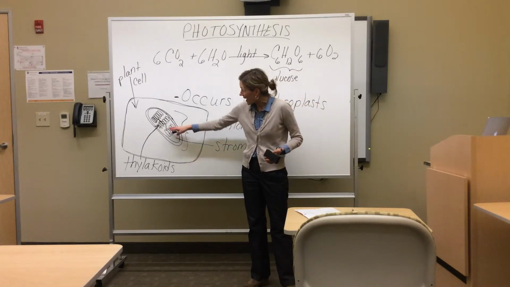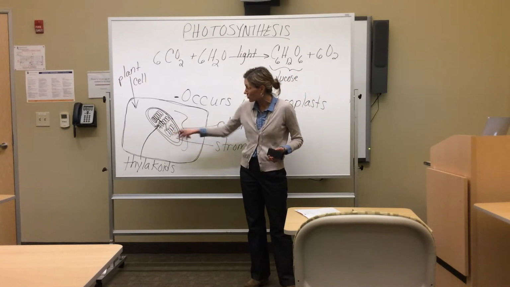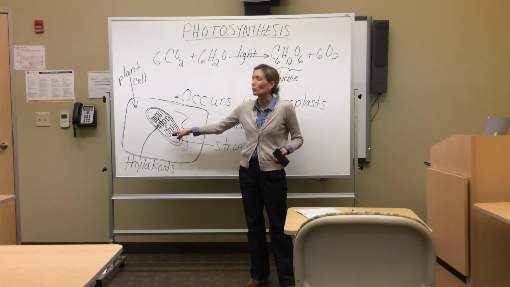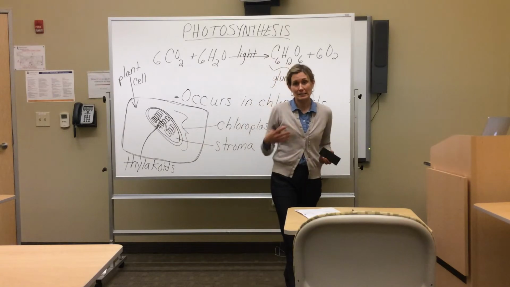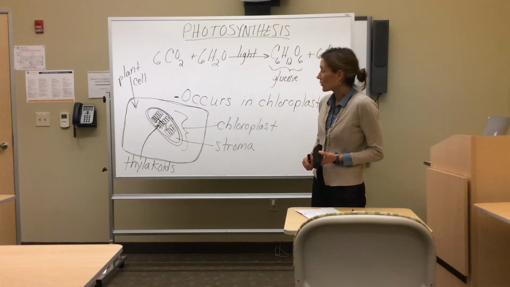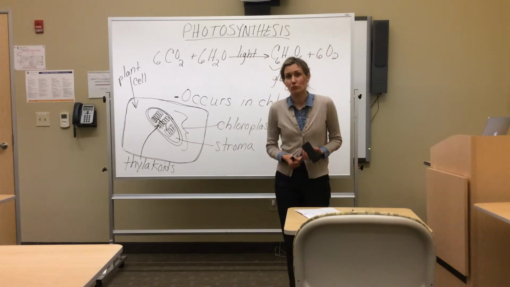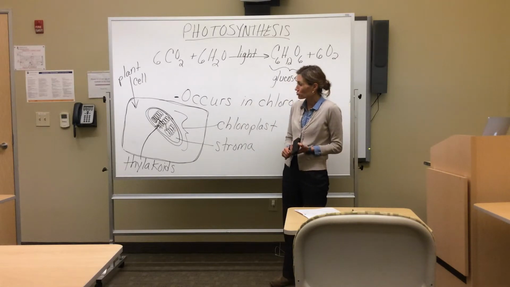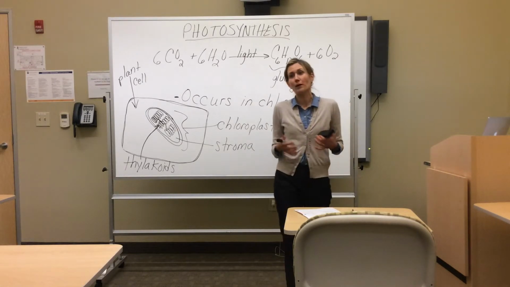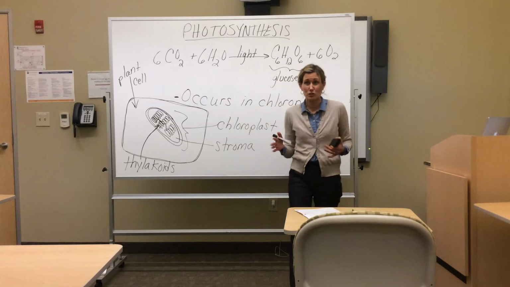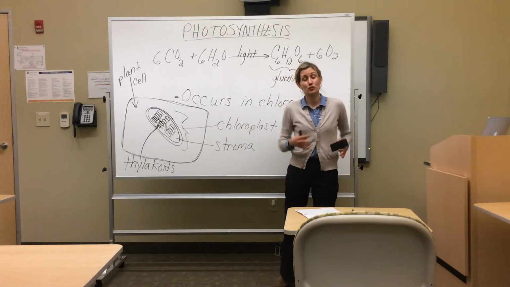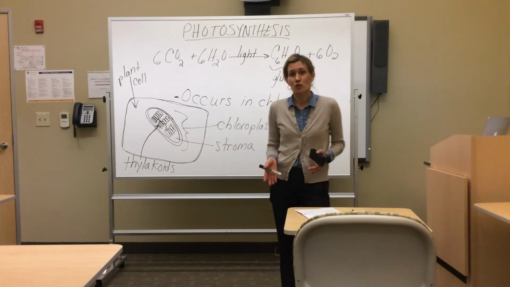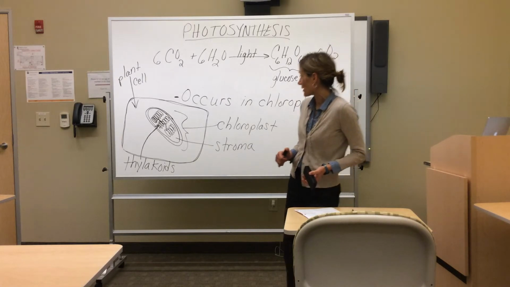The stroma is outside of the thylakoids, those stacks of discs, but the stroma is still within the chloroplast. And it's in the stroma that what we call the light-independent reactions can occur. These used to be called the dark reactions, but dark reactions can be a little bit misleading because these don't have to occur in the dark. They're just not dependent on light. So we call them the light-independent reactions.